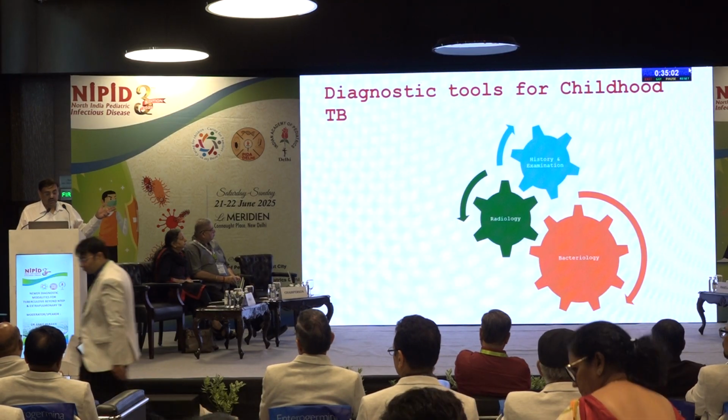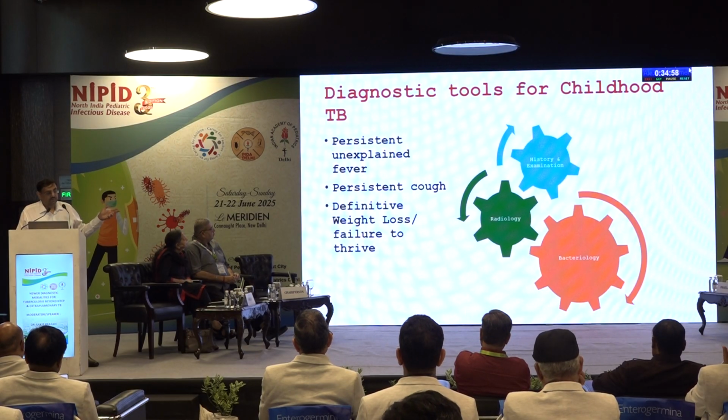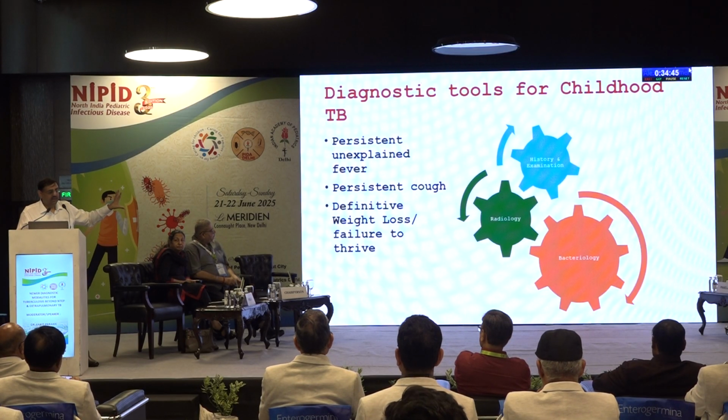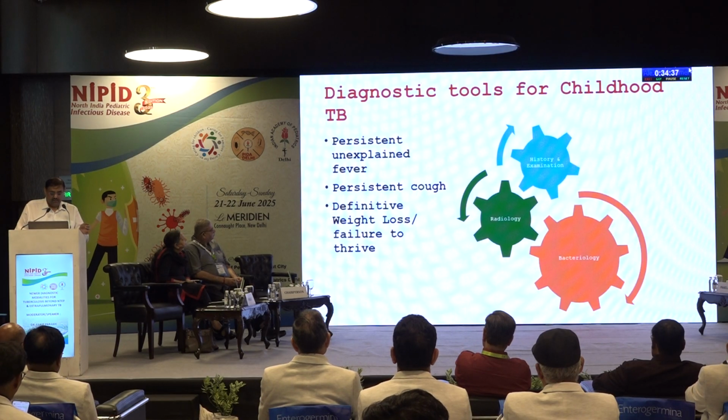And we are looking for a microbiological diagnosis in all patients. This is the entry point for the algorithm: persistent unexplained fever, a persistent cough, a definite weight loss, or failure to thrive. If a child has these symptoms, then this is possibly a child who has presumptive tuberculosis. Previously we used to call it a TB suspect. And then you need to evaluate this child for tuberculosis, right?